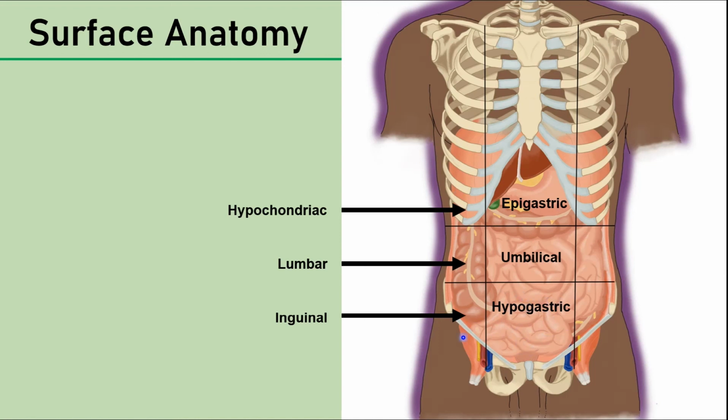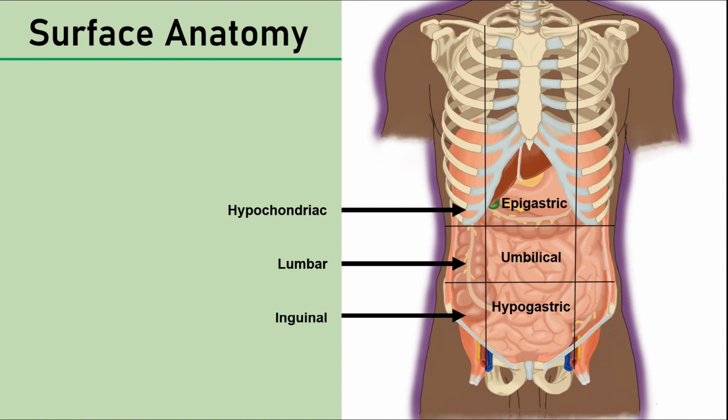Now the sides are divided into left and right. So this would be right because we think about the patient's right, not the observer's right. And we have one on either side. So we have a right hypochondriac area here, a right lumbar, and a right inguinal region. The right inguinal region is where we would find the appendix. All down the right, we would find the ascending colon. And then we'd also have a left hypochondriac region, a left lumbar, and a left inguinal region.